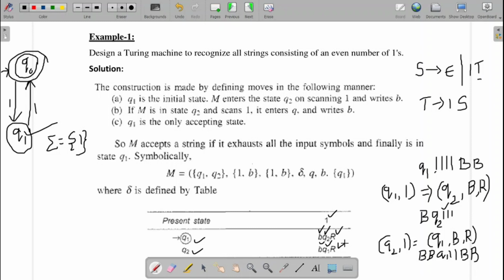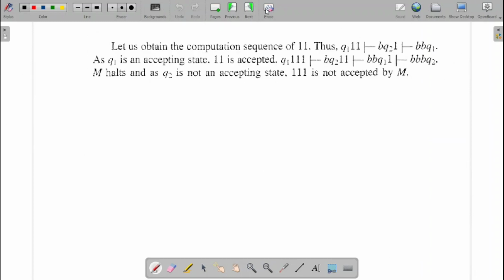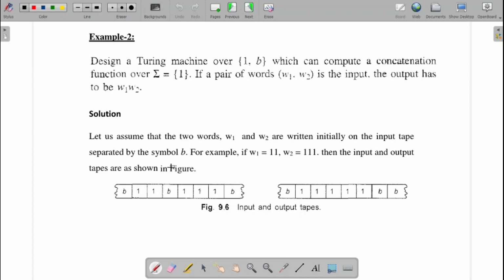Then next, let us consider the next example now. In the next example, we need to have the concatenation. So this is designed for the concatenation. Sigma will be only 1. So what will be concatenation? Concatenation is nothing but joining. So we need to join two strings made up of ones.